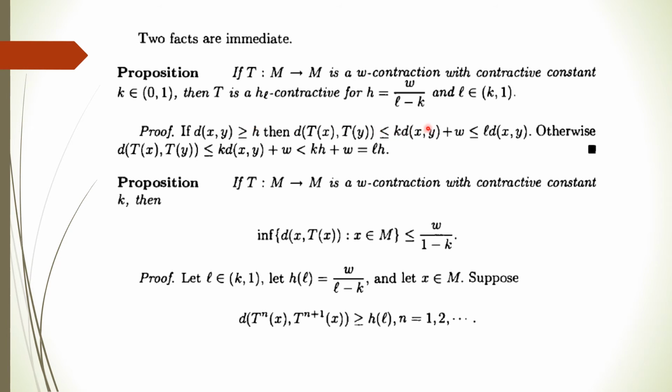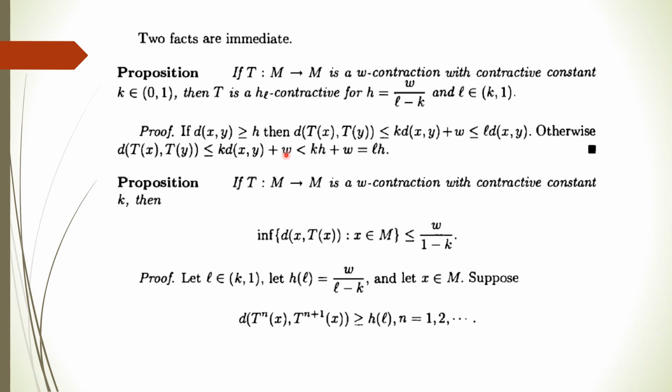So now just see, if this is greater than or equal to h, then you can substitute the value of h and L. Now since d(x,y) is greater than or equal to h, by using the star, it should be less than or equal to L times d(x,y).